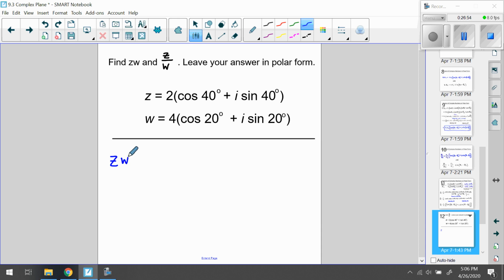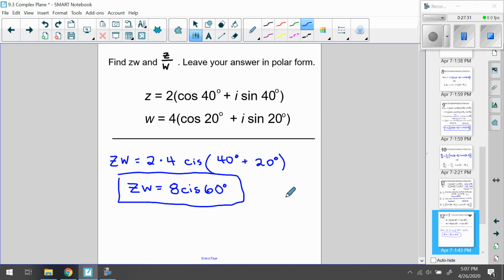So again, we just multiply the 2 R values. So it'll be 2 times 4. And then cis, you have the sum of the angles. It's as simple as that. So 40 degrees plus 20 degrees. And so then we'll just simplify a little bit. So ZW equals 2 times 4, which is 8, cis 60 degrees. And we're done. That's it.